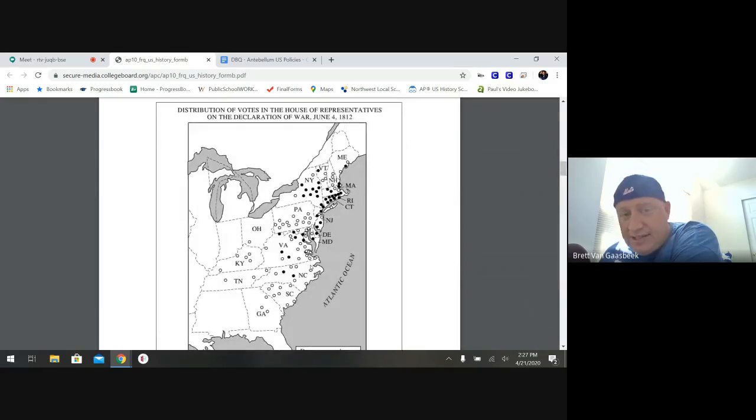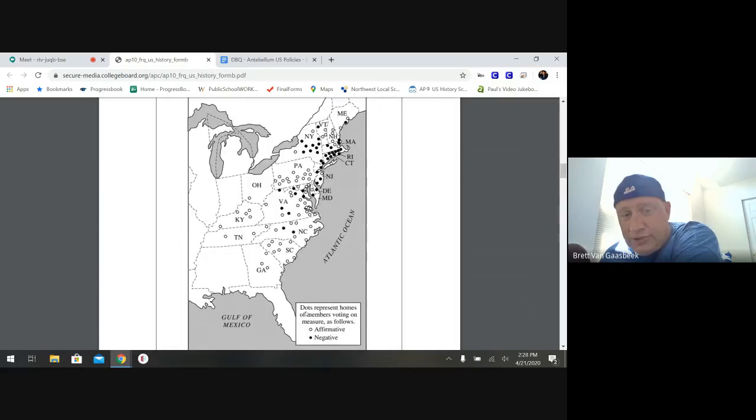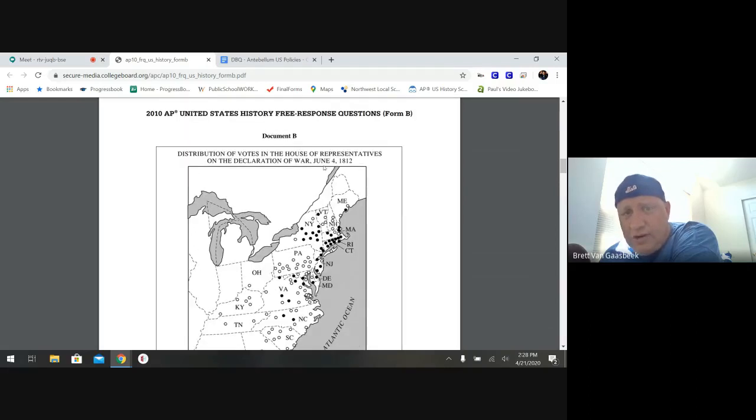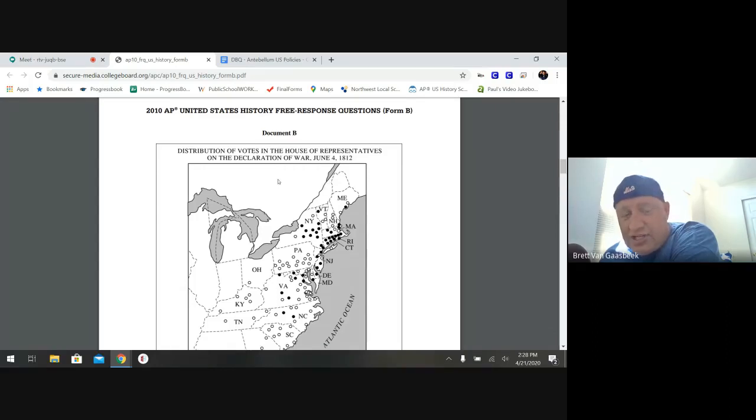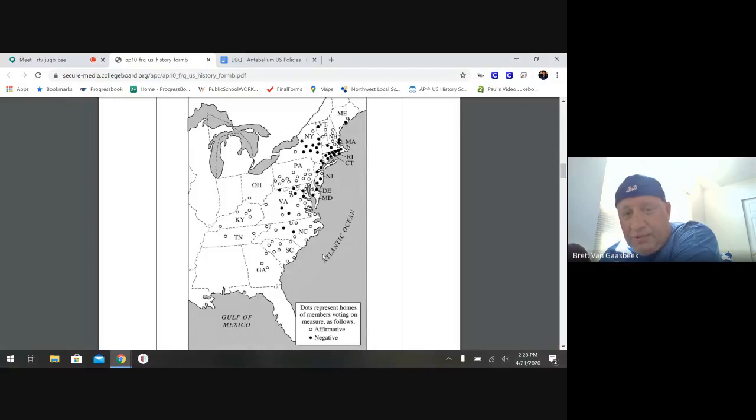Document B is a map. And of course, according to the dots, we've got people, homes of members voting on the measure as follows. Well, what measure? They're talking about June 4th, 1812. Okay, so the declaration of war. So people that are saying affirmative and people that are saying negative. Negative are black dots. Affirmative are clear or white or whatever. Where are most of the people saying no?